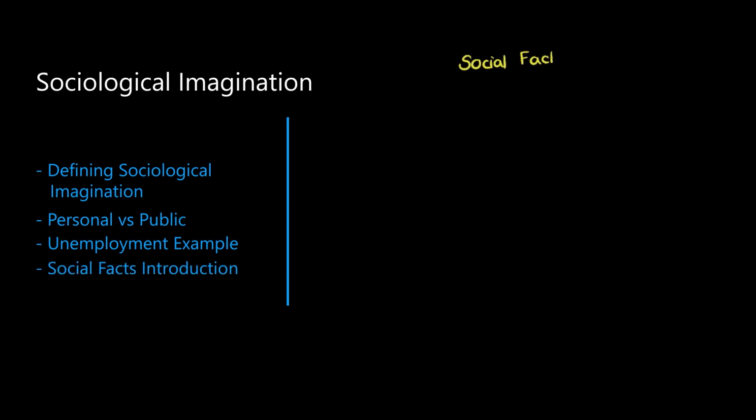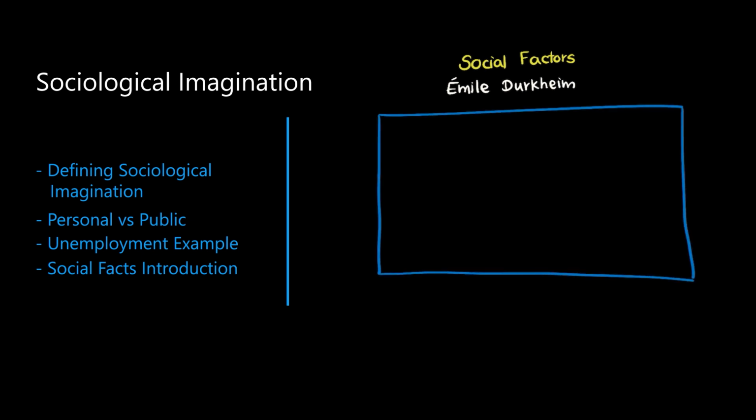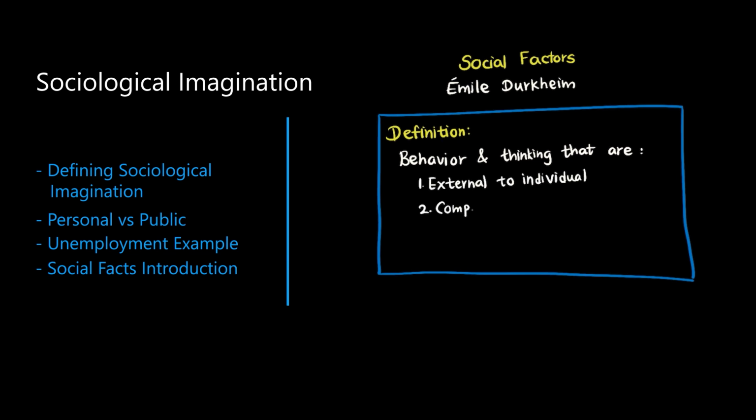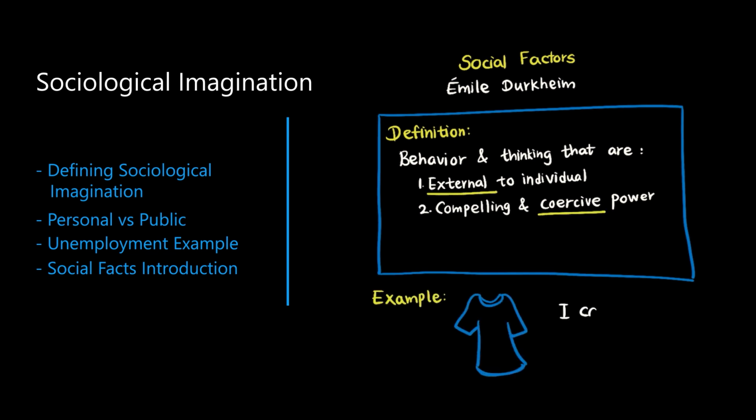Here's another way to think about it. Emil Durkheim, one of the founders of sociology, talked about social facts. These are types of behaviour and thinking that are external to the individual, but have a compelling and coercive power over us. If you've ever looked at an outfit in your closet and thought, I can't wear that, you've experienced a social fact. Nobody's physically stopping you from wearing it, but social norms and expectations exert real power over your choices.